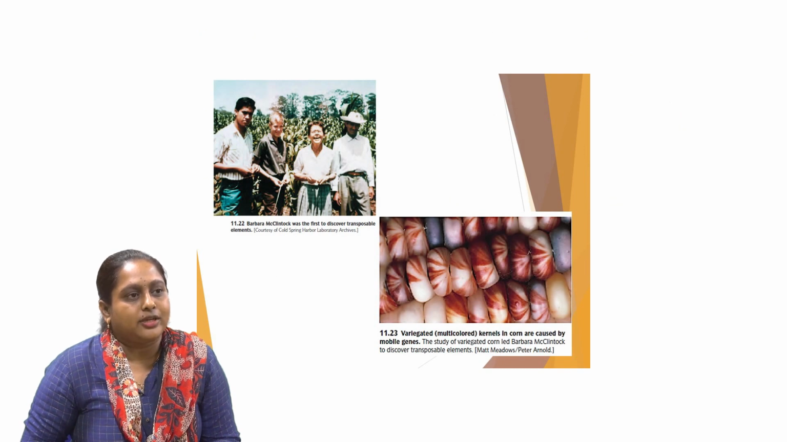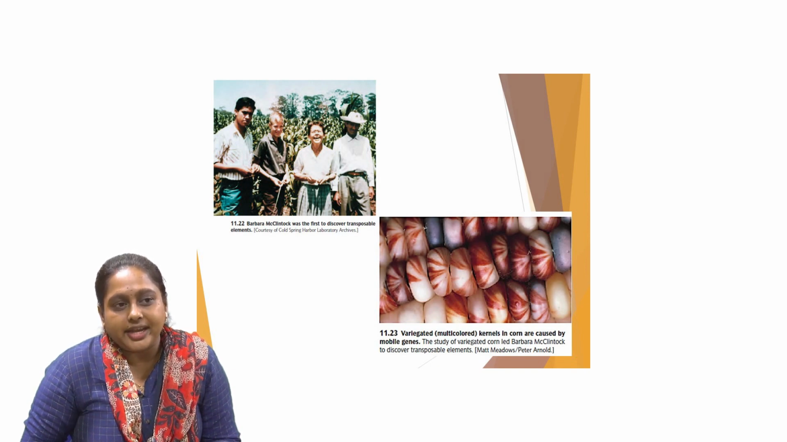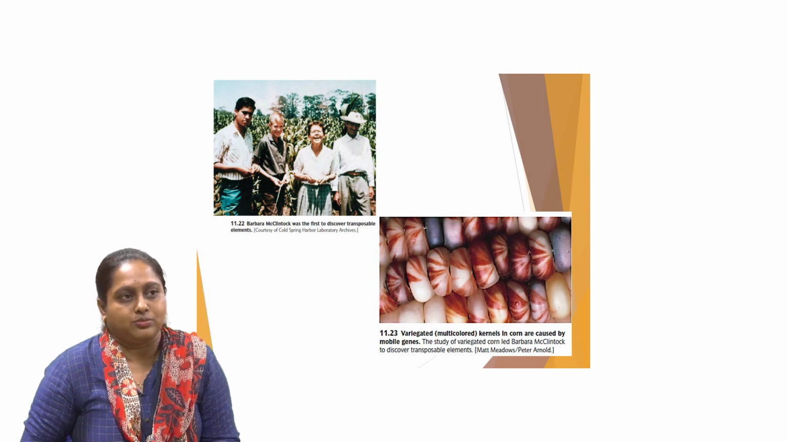In this picture, you can see Barbara McClintock. She is the scientist who discovered these transposable elements, and she was awarded a Nobel Prize for this discovery. She observed variegated kernels in corn. Kernels are the fruits present in the corn. Variegation means there is a multicolored formation in the seeds of the corn. This multicolor formation on the seeds is due to the presence of transposable elements in the genome.